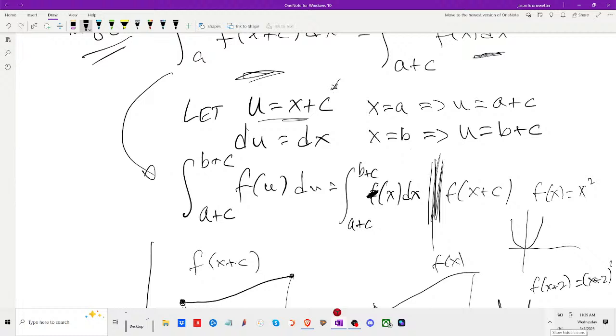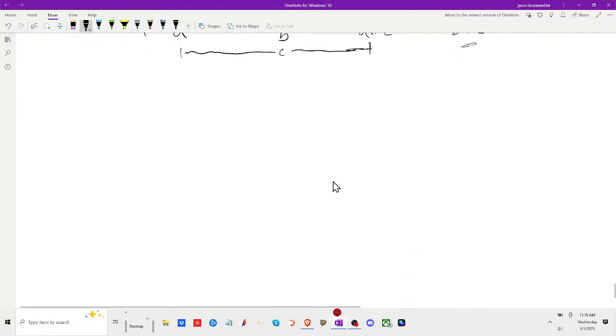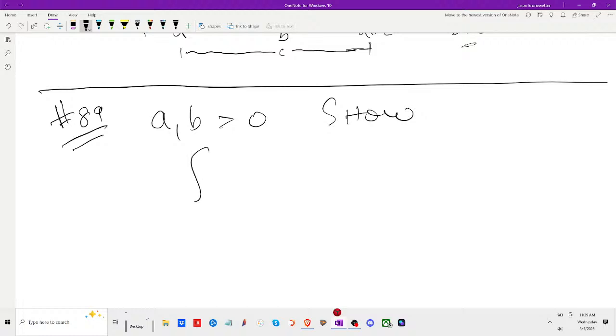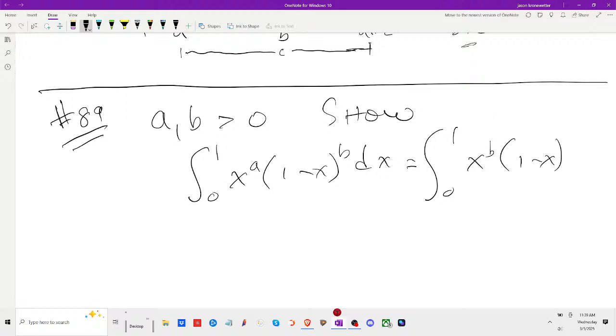We are almost done. I'm going to do one more, and then that'll be the end of the video. Do number 89. Okay, number 89, it says a and b are greater than 0, and we want to show that the integral from 0 to 1 of x to the a times 1 minus x to the b is equal to the integral from 0 to 1 of x to the b times 1 minus x to the a.